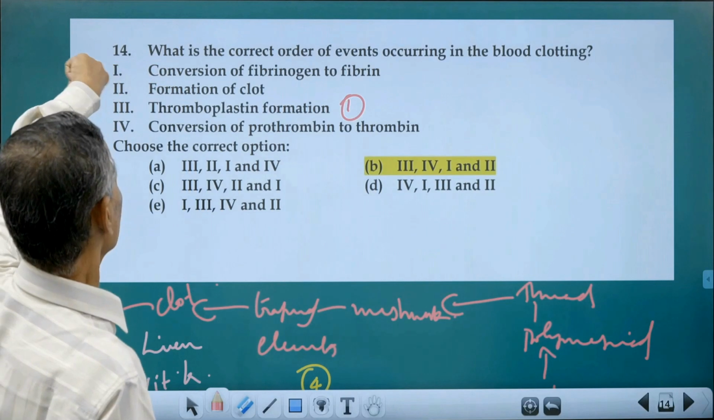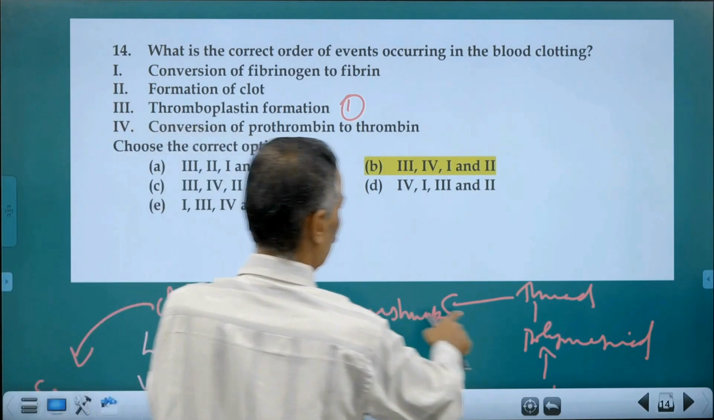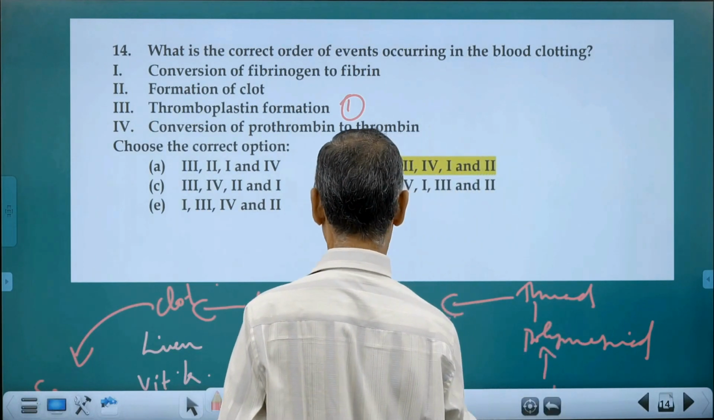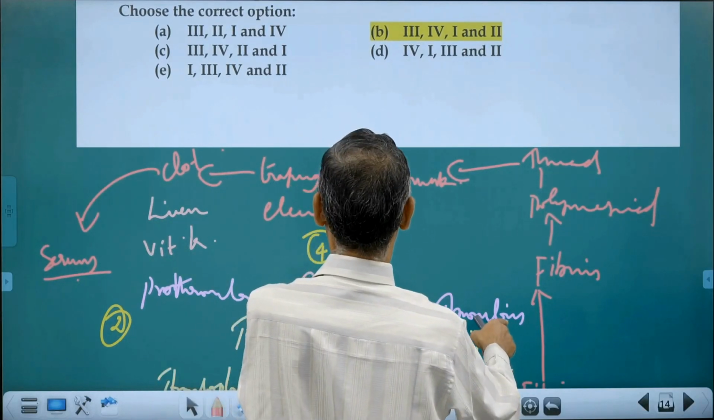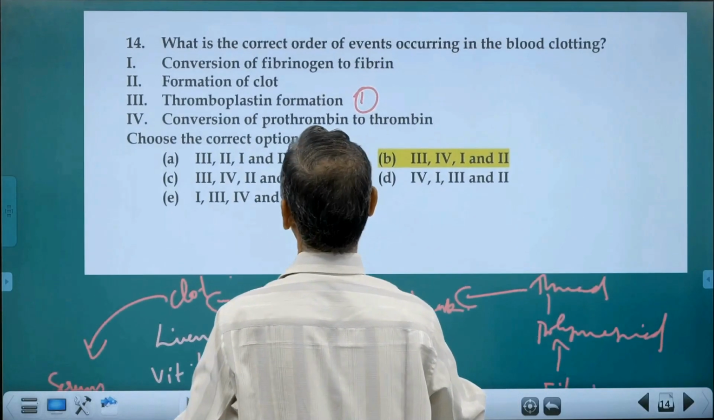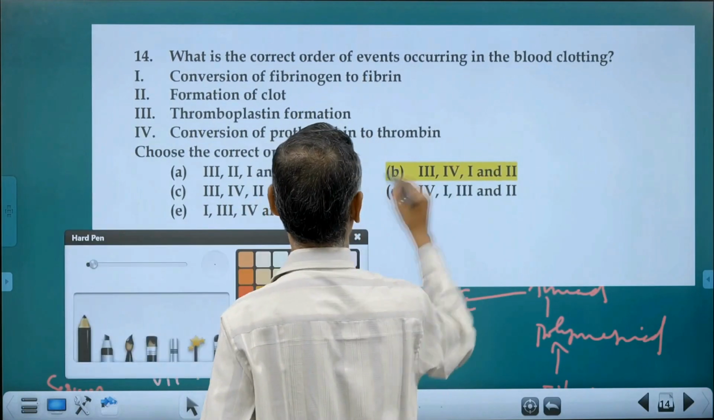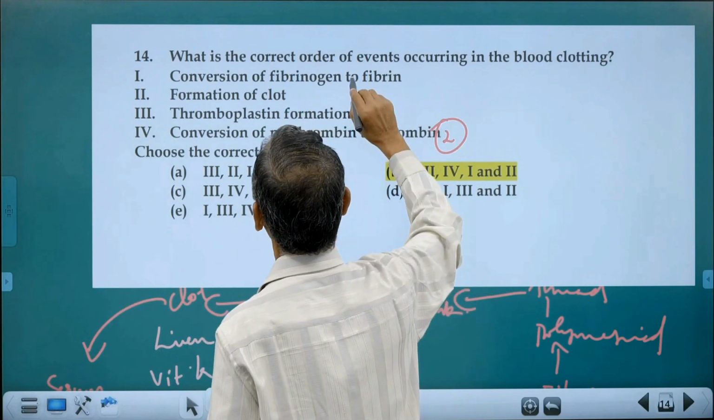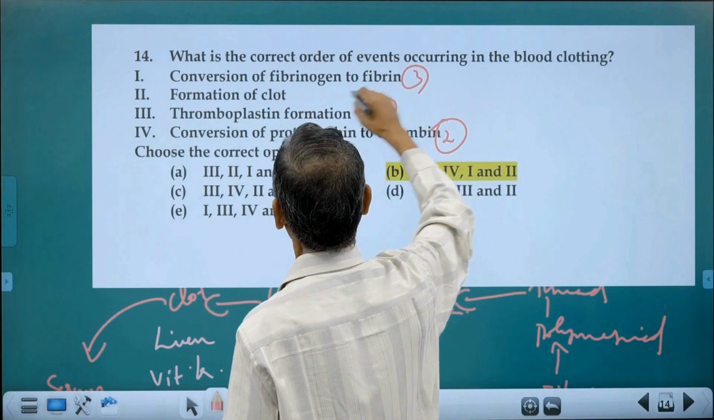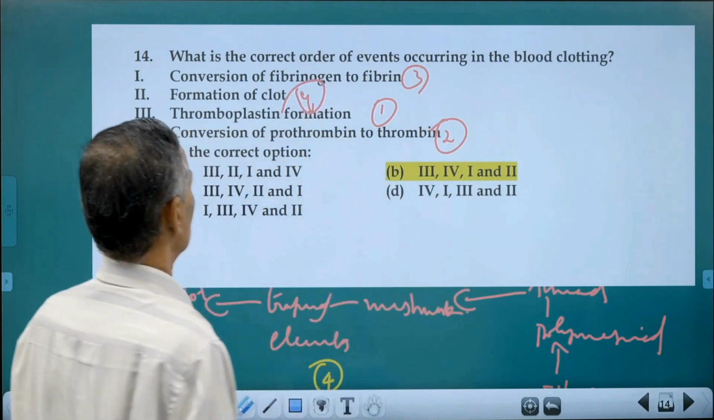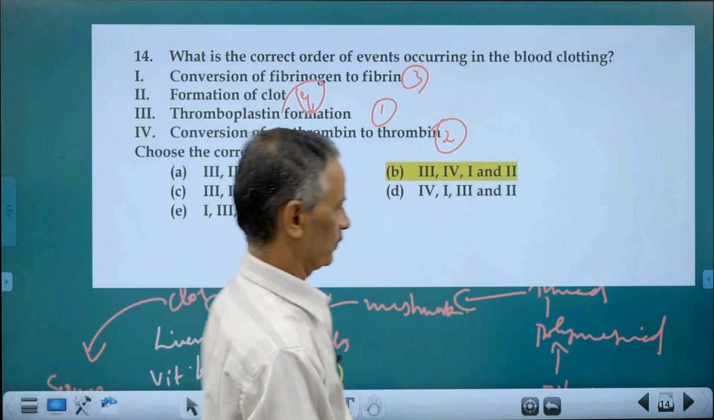Conversion of fibrinogen before that. Conversion of prothrombin to thrombin. See, prothrombin to thrombin. You can see it here. Prothrombin to thrombin. Okay, so that should be the second one. Then 3, fibrinogen to fibrin, and finally clot. That should be the order. So the option goes to box. Clear?